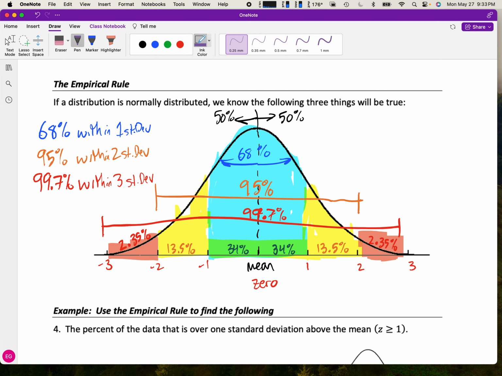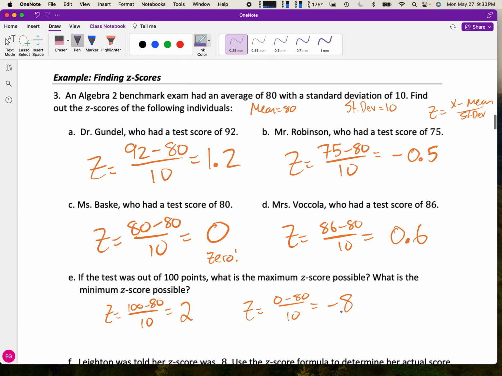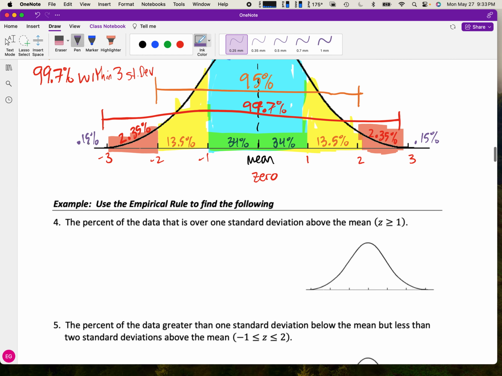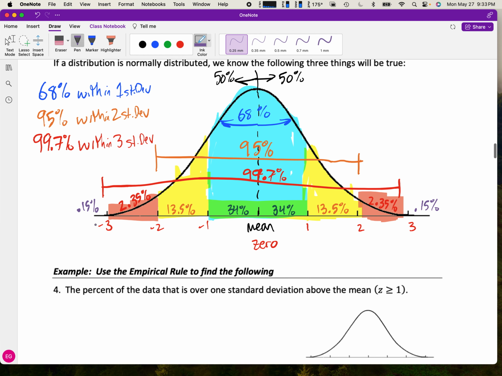And then last, if 99.7 goes from -3 to 3, then that means there's 0.3 left over on the outsides of the -3 and the 3. And if we split that up evenly, we're going to have 0.15% on either side that is chilling outside of the 3 or the -3. And that's why when I said a z-score of -8 would be almost unheard of, because here's -3. So -8 is way far down, and there's already only a 0.15% chance of being less than -3. So getting to -8 is just not happening.